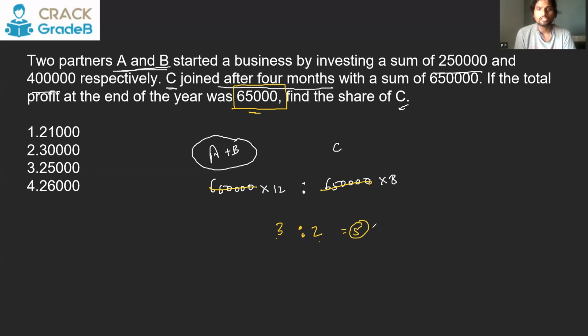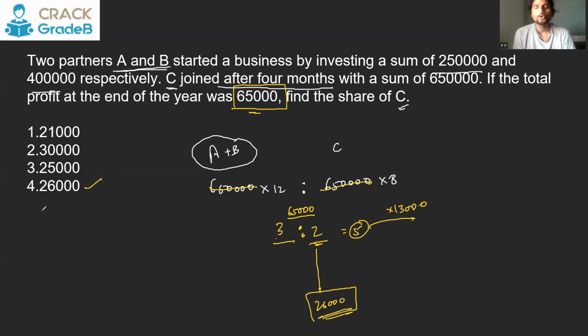Actually, the total profit is 65,000, which is 13,000 times. So this also will get 13,000 times, means 26,000. Basically, you just have to divide 65,000 in this ratio. So the share of C will be 26,000, option number 4. Easy. Let's see one more.